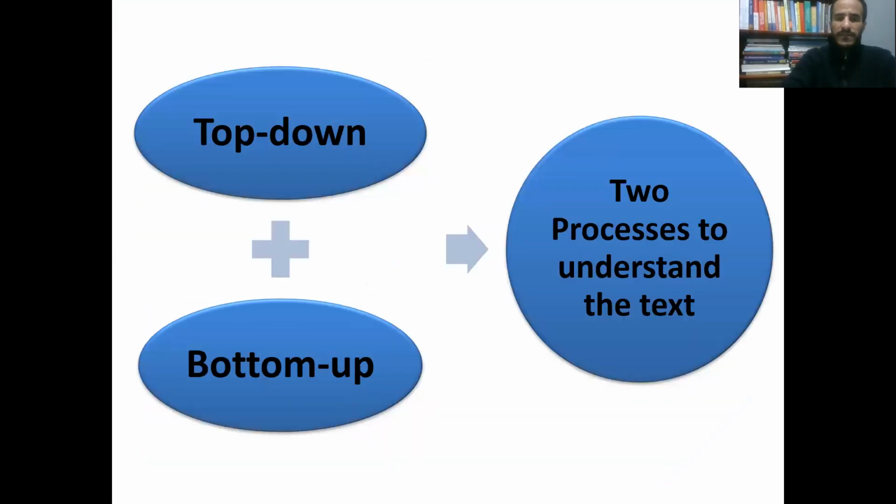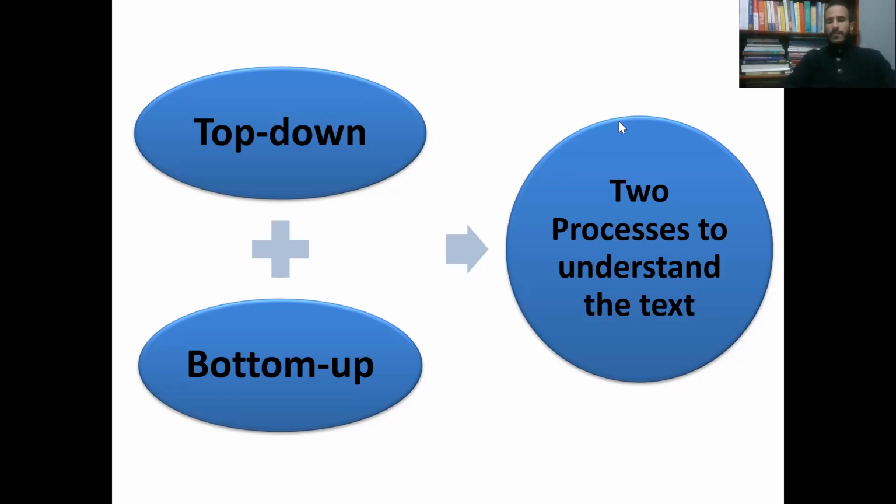Now we have two processes to understand the text. Students can understand the text when the teacher uses top down or bottom up. We are going to see the difference between the two. So we have top down and bottom up. Top down is outside the text. You still don't deal with the text. You haven't read the text yet. Bottom up is inside the text. You are reading the text. The information is in the text.